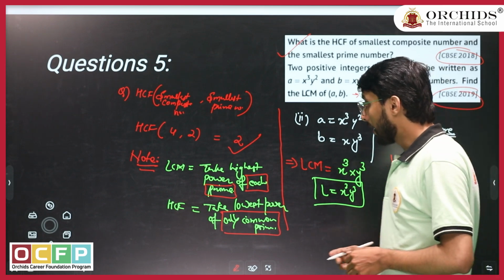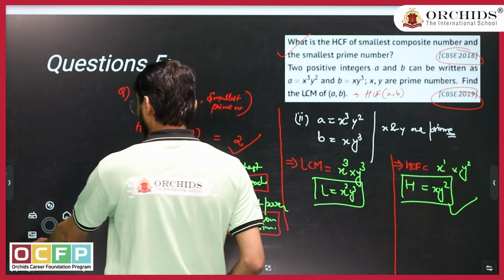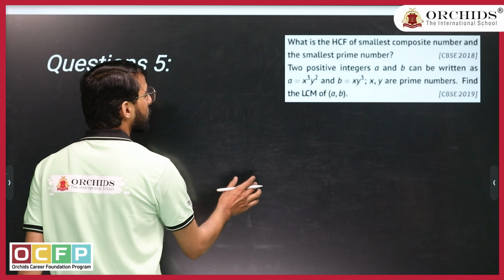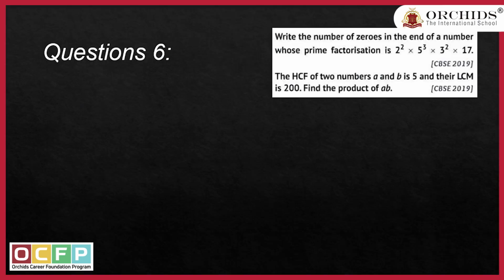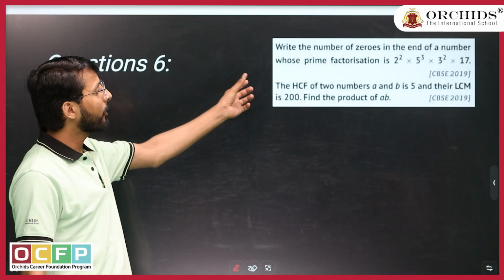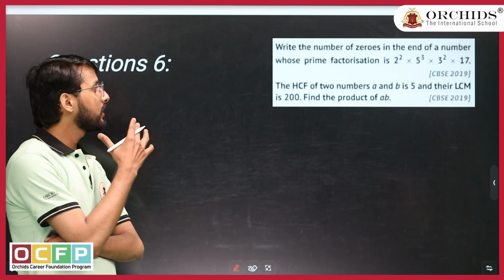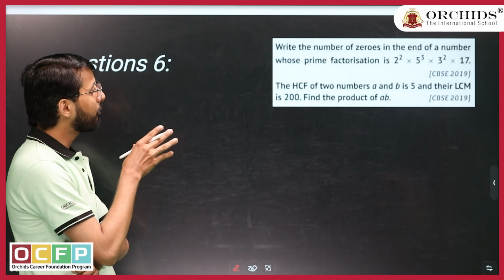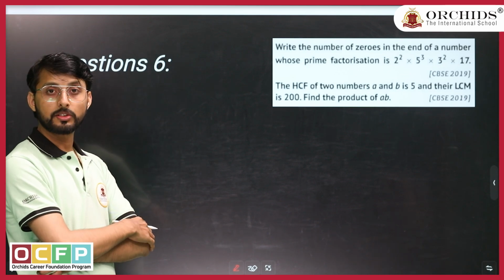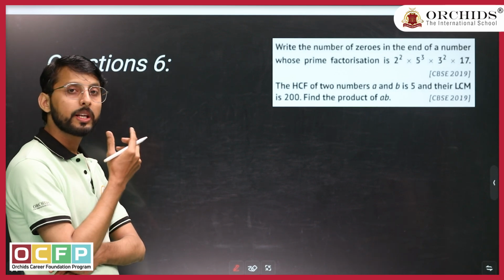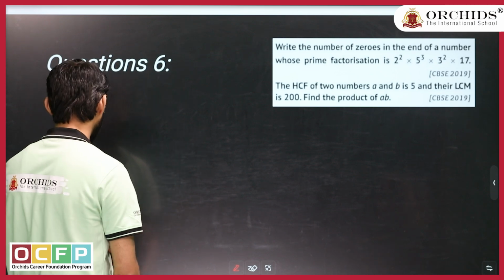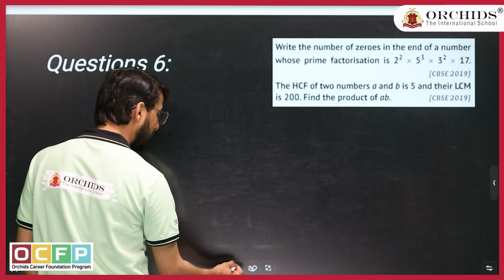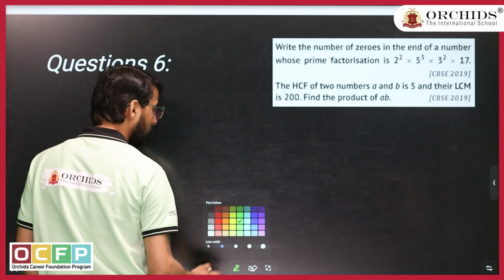Okay. Now let's see question number 6 for the day. This time a different kind of application they have given. What is this? First let's have a look. Write the number of zeros in the end of a number whose prime factorization is this. This is totally different. What is the meaning of number of zeros? So first we should know the meaning of number of zeros. What is the meaning?